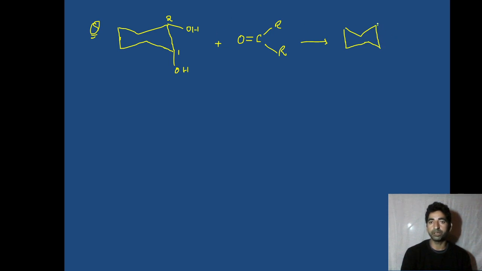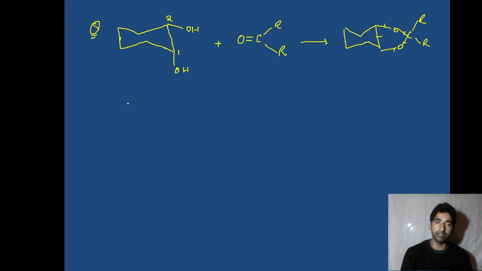This is my oxygen atom and this is my oxygen atom. The C=O double bond will be lost. They will attack the carbon, and this carbon will be attached to R and R. This is how the 5-membered ring, 1, 2, 3, 4, 5, will be formed.